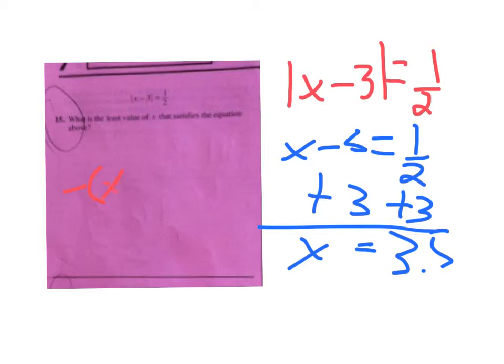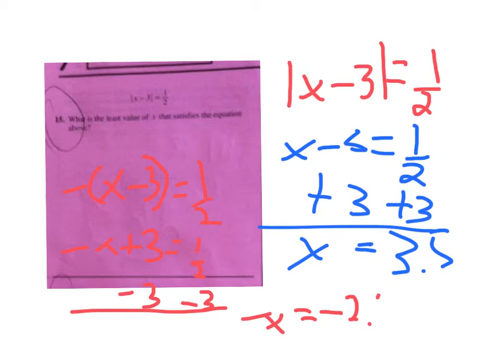So negative parentheses x minus 3 equals 1/2. It'll be negative x plus 3 equals 1/2. Subtract 3 from both sides. Negative x equals negative, I'm trying to do this in my head, 2.5. Yeah, that works, because then negative 2.5 minus 3, negative 5.5. I'm sorry, that's actually negative 1/2. And then the absolute value of negative 1/2 would be positive 1/2. So 2.5 should be the answer. Obviously 2.5 is less than 3.5.